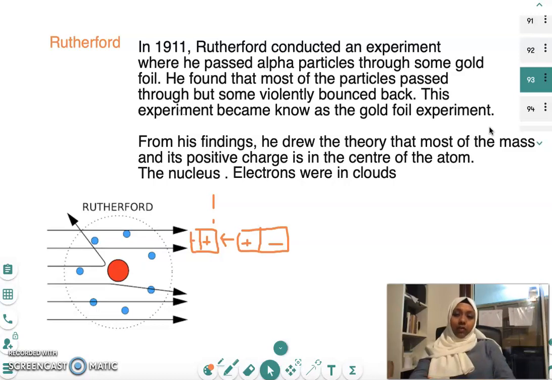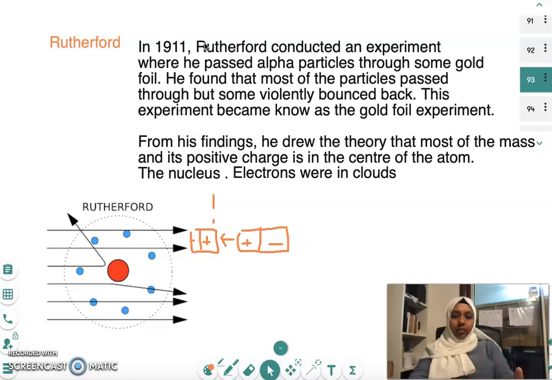Rutherford. Rutherford was a scientist in 1911 who conducted an experiment where he passed alpha particles through some gold foil. Alpha particles are essentially positive particles. Okay, just try to think of it as positive particles. And he passed these through some foil, and he found that actually most of the particles passed through, but some of them violently bounced back.